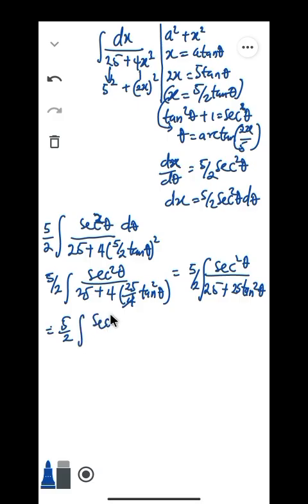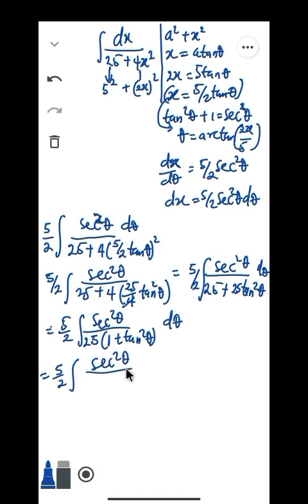So I go ahead, I say this can be written as 5 over 2 times the integral of sec squared theta over, now look at the denominator here, I can factorize this, because 25 is the HCF. This can be written as 25 into 1 plus tan squared theta. I forgot to add the d theta here, so sorry about that. So this is equal to 5 over 2, the integral of sec squared theta over, now don't forget that we initially said that tan squared theta plus 1 is equal to sec squared theta, so we can also apply it here. We see 1 plus tan squared theta, and we can replace it with sec squared theta d theta.